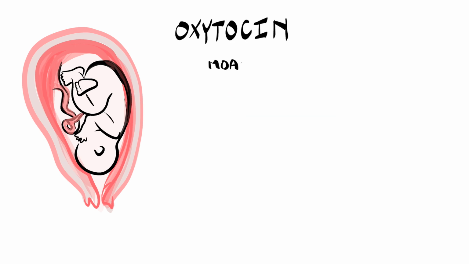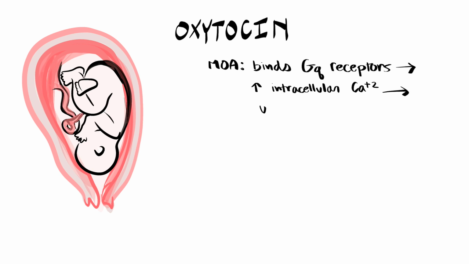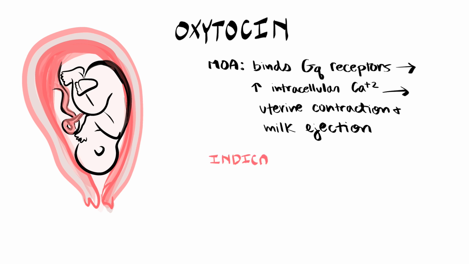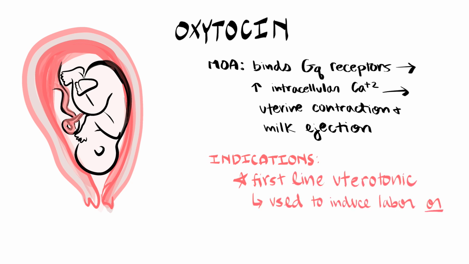So, oxytocin is a posterior pituitary hormone and a first-line uterotonic. It binds Gq-coupled receptors and increases intracellular calcium, leading to uterine contraction and also postpartum milk ejection. You're going to see this on Step 1 either for induction or augmentation of labor, and it also can be used to prevent and treat postpartum hemorrhage.